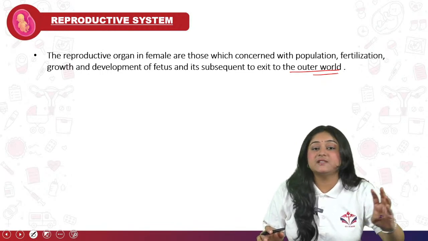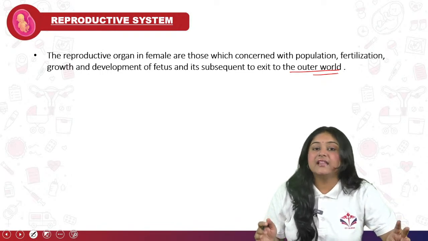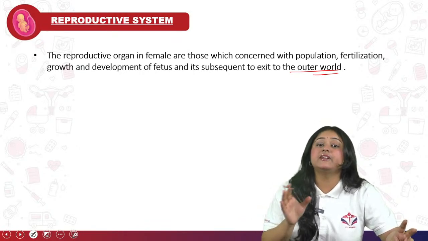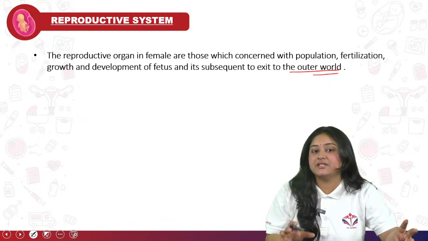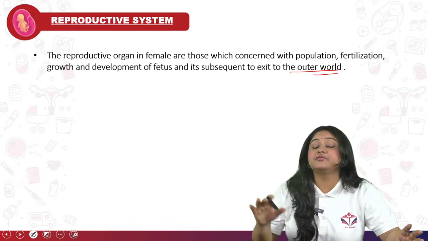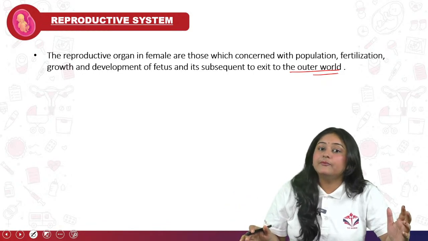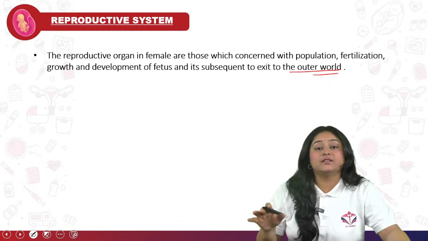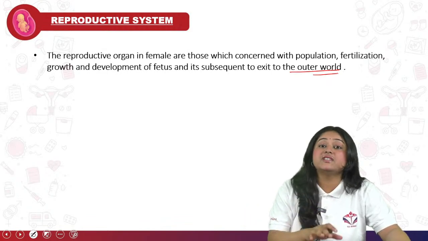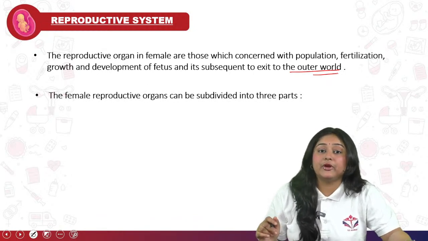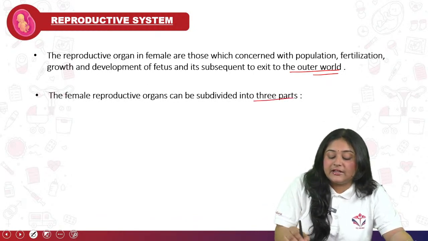So what are the things? Population means giving birth, then fertilization, growth and development of the fetus after implantation of the zygote inside the uterine endometrium layer, and then until the delivery of the viable product of conception. These are all the things that happen under the reproductive system. The female reproductive organs are subdivided into three parts.